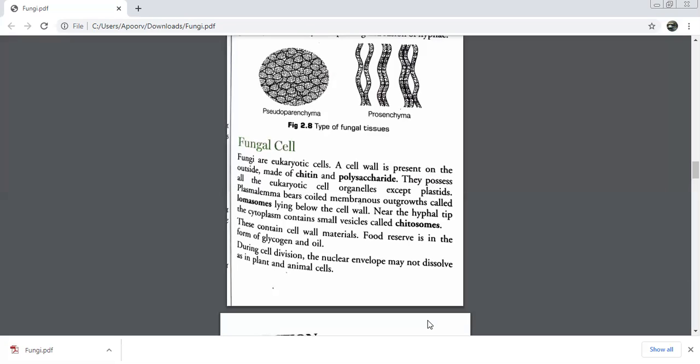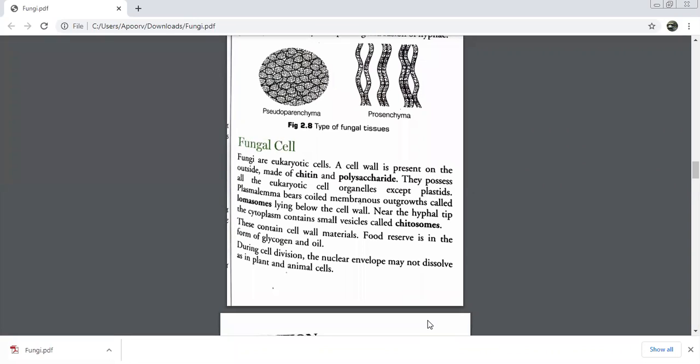Near the hyphal tip, the cytoplasm contains small vesicles which are known as cytosomes. At the tip of the hyphae, small vesicles are present. What are these vesicles called? Cytosomes. These cytosomes contain cell wall material, food reserve in the form of glycogen and oil. Whenever cell division takes place, the nuclear envelope may not dissolve as in plant and animal cells.